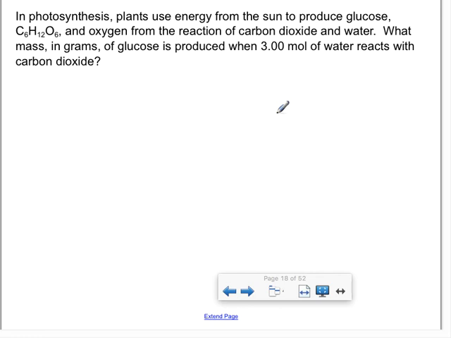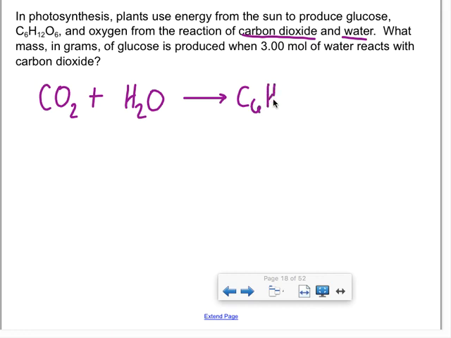The problem says produce glucose and oxygen. That's what's being produced, from CO2 and water. So I actually have to write my own chemical equation here. CO2 and water are my reactants. So I'll go ahead: CO2 and H2O. With a little bit of sunlight, that gets us C6H12O6, that's glucose, plus oxygen.